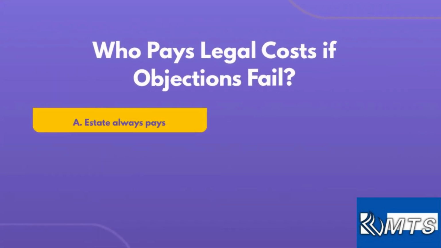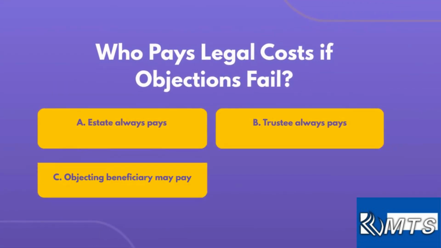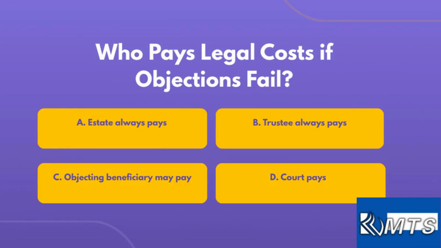Who pays legal costs if objections fail? A. Estate always pays. B. Trustee always pays. C. Objecting beneficiary may pay. D. Court pays.